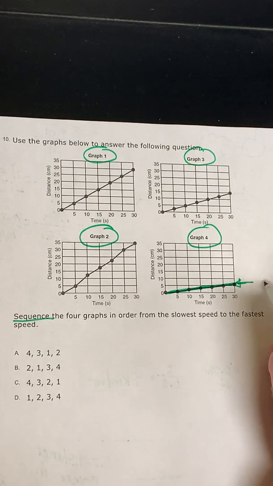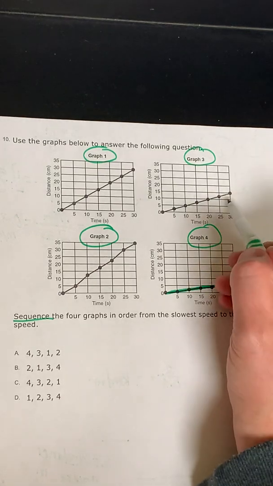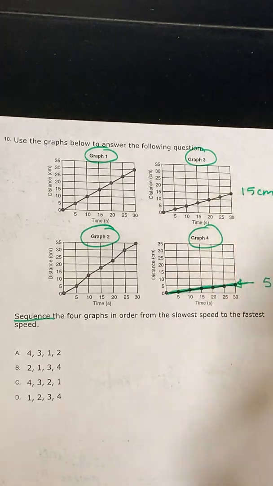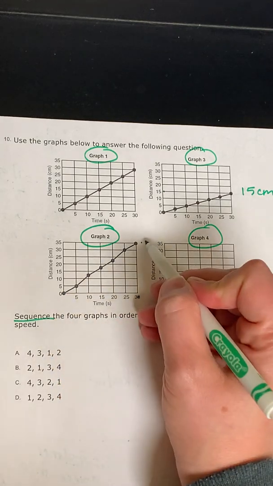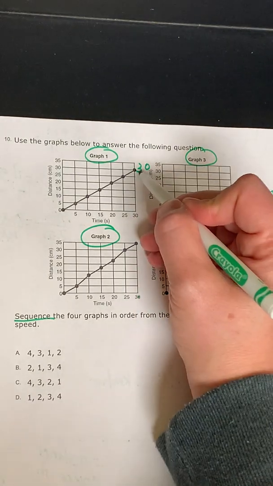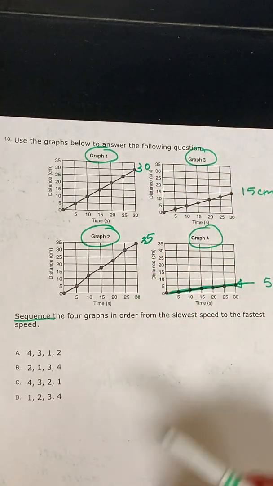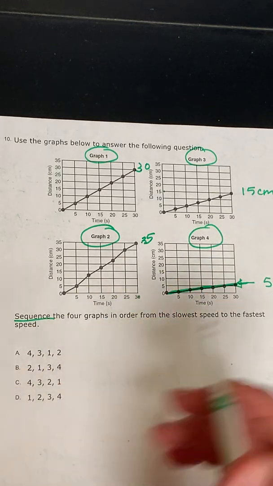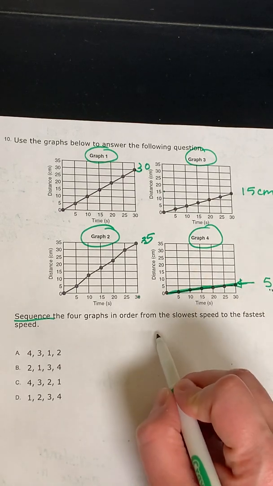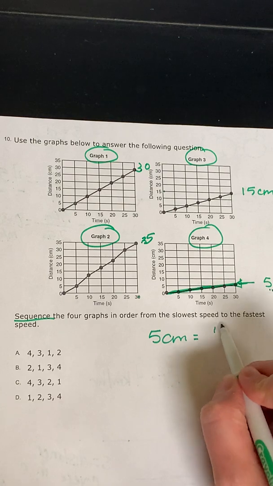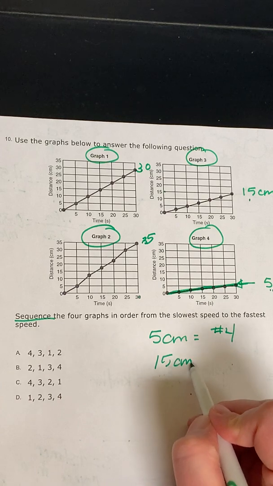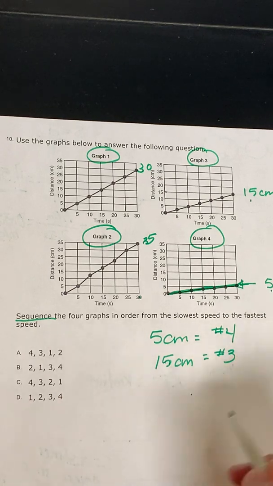So this one ends at 5 centimeters. This one, in the same amount of time, ends at 15 centimeters. This one, same amount of time, ends at 35 centimeters, and this one is at 30 centimeters. Okay, so you can do this by looking at the numbers or by looking at the graph. And if I want to order them from slowest to fastest, I know I'm going to start with my lowest number. So it would be 5 centimeters, which is graph number 4. Then my next slowest is 15 centimeters, which is number 3.